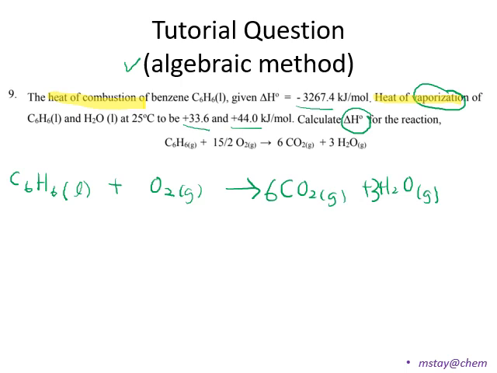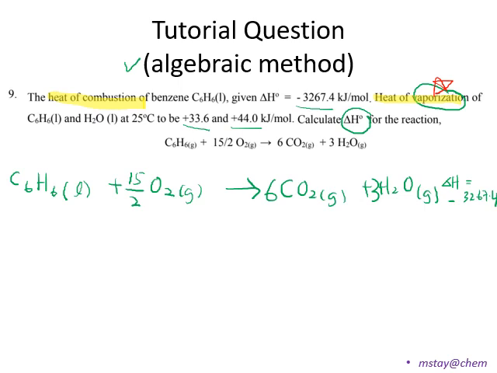Basically here we have 3 oxygen from the H2O and 12 oxygen from the carbon dioxide. So the total is 15 oxygen. So here we are going to use 15 over 2 oxygen gas. Given here, the enthalpy is negative 3267.4. Next we are going to continue with the heat of vaporization.